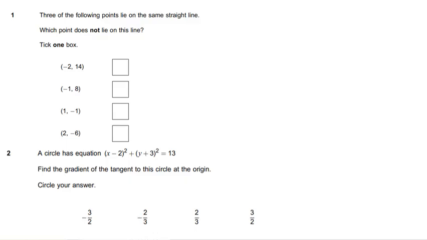So first of all, we're told three of the following points lie in the same straight line. Which point does not lie in this line? Tick one box. Okay, well, so we've got this picture where three of these lie in a single line like this, and the other point doesn't. So the easiest thing to do here is to just work out the gradient between any 2 points.